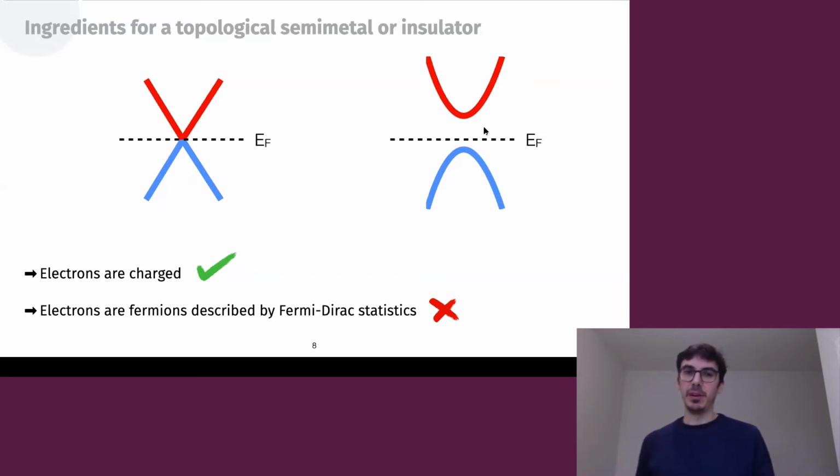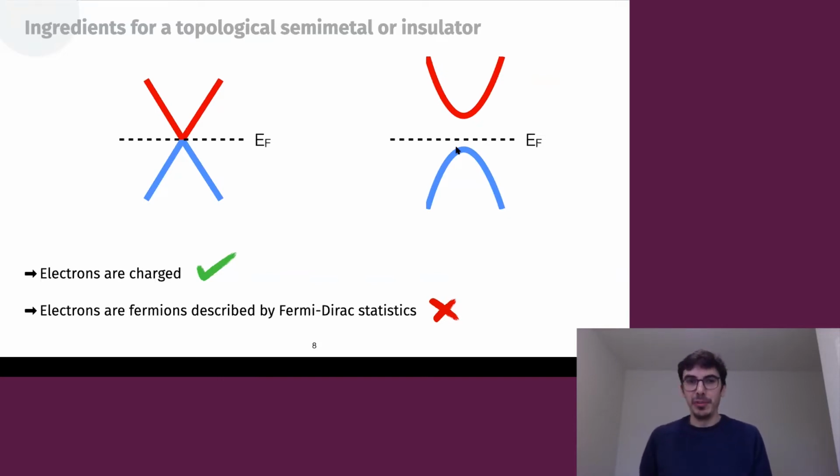Electronic systems are very interesting because, for example, electrons are charged. That means that we can manipulate electrons using things like electric fields, which is very convenient. However, electrons have a particular limitation, which is the fact that they are fermions. As fermions, they're described by Fermi-Dirac statistics, which means that of all the electrons that you have in a crystal, you can really only access those electrons very near the Fermi level. So if the Fermi level happens to be right at the topological crossing point, like in the left diagram, or in the middle of the band gap, like in the right diagram, then that's great, because the electrons that you can access are those very close to this topological feature, and therefore you can explore the topology associated with those electrons.